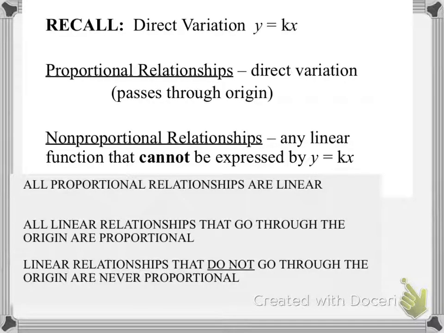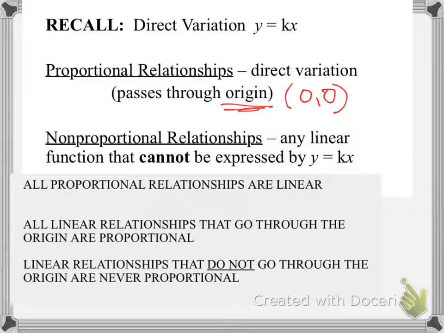Okay, so the biggest thing to remember here is the direct variation equation. Proportional relationships are direct variation equations, so they pass through the origin. That's the biggest thing to remember here, that they pass through the origin. Remember, that is 0, 0.